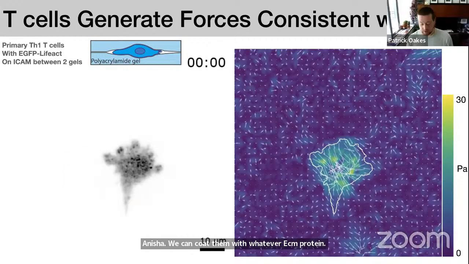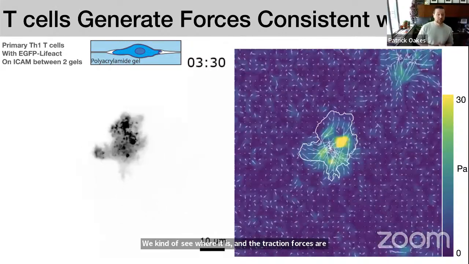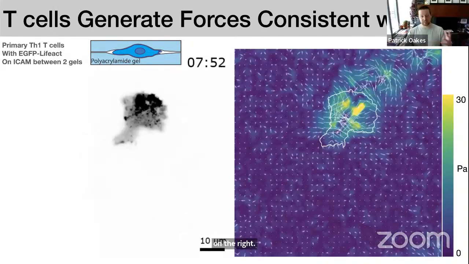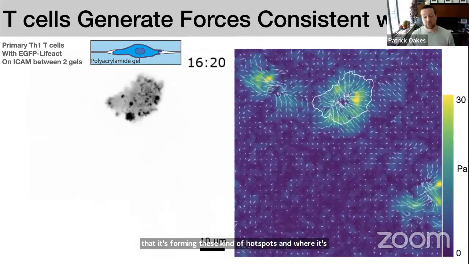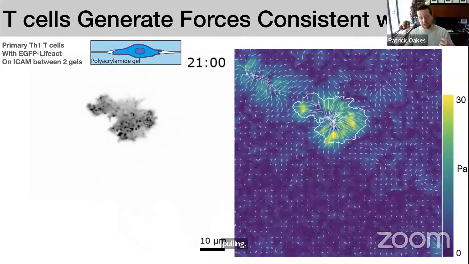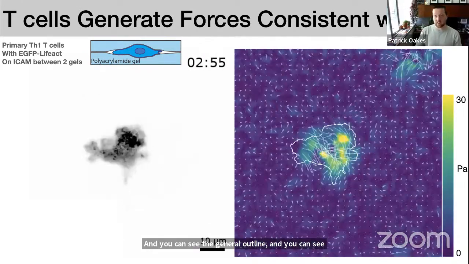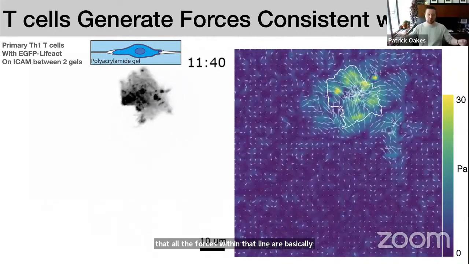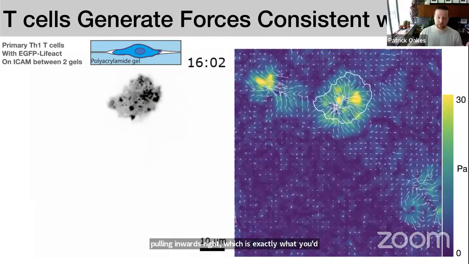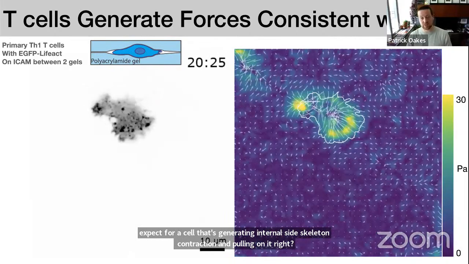Okay, so here's a primary TH1 T cell expressing LifeAct. You can see where it is, and the traction forces are on the right. I'm just gonna play this movie, and what you can see is that it's forming these hot spots where it's pulling, and you can see the general outline. And you can see that all the forces within the outline are basically pulling inwards, right? Which is exactly what you'd expect for a cell that's generating internal cytoskeleton contraction and pulling on it, right? All those forces should be directed from the cell periphery towards the center of the cell body.